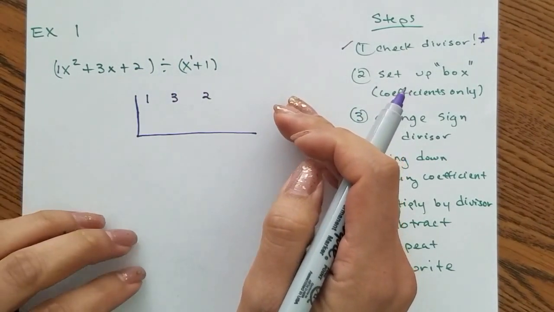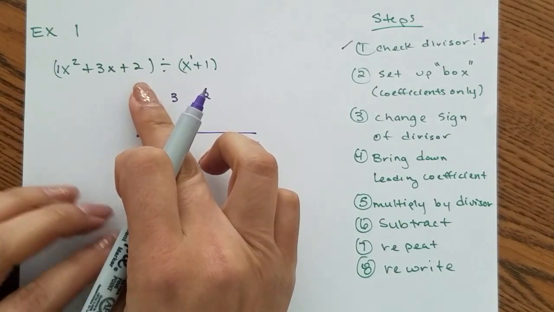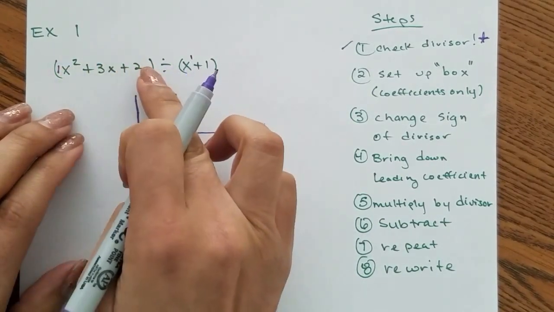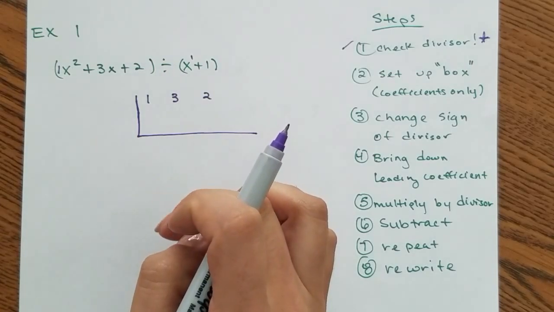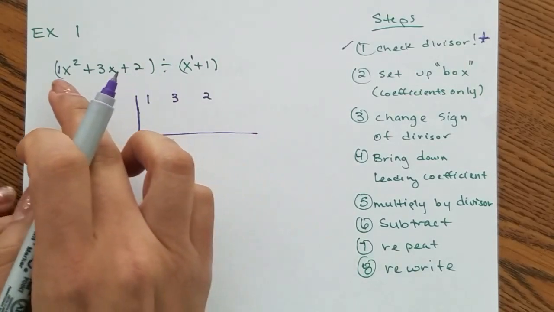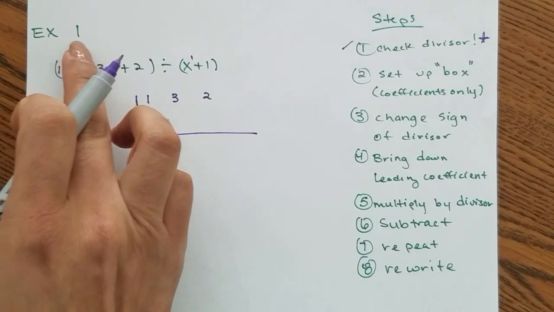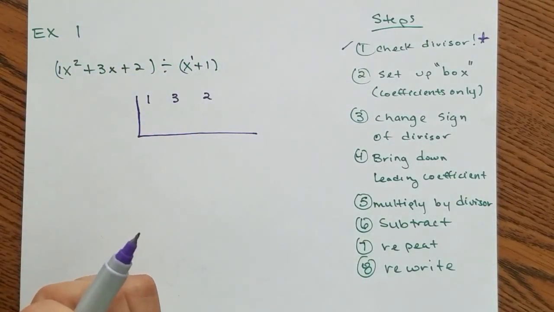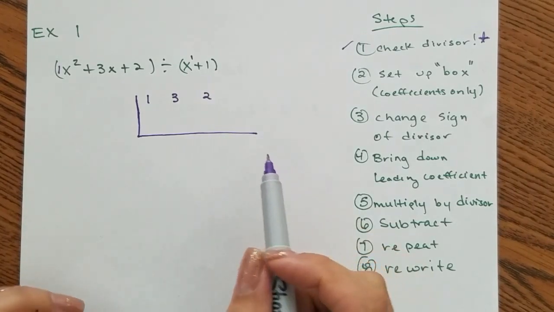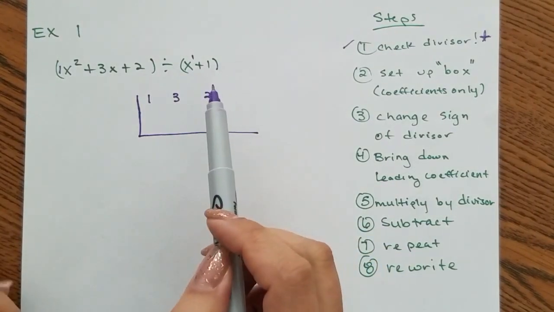Another thing that's really important is that this needs to be in standard form. Okay, so 2, 1, 0 in terms of the exponents. If they're out of order, you need to rewrite it. If you have an x cubed, it needs to go 3, 2, 1. If it's out of order, make sure that you put it in standard form before you do this. So that's how we're going to set up the box.